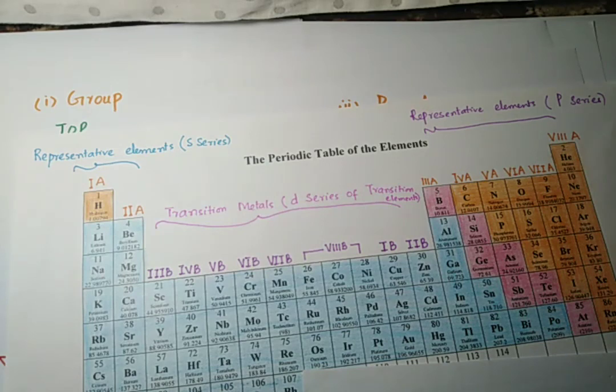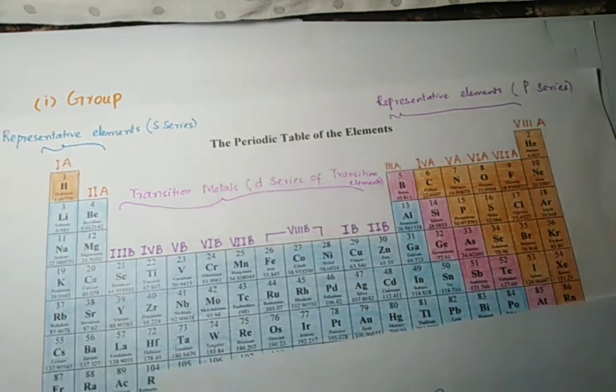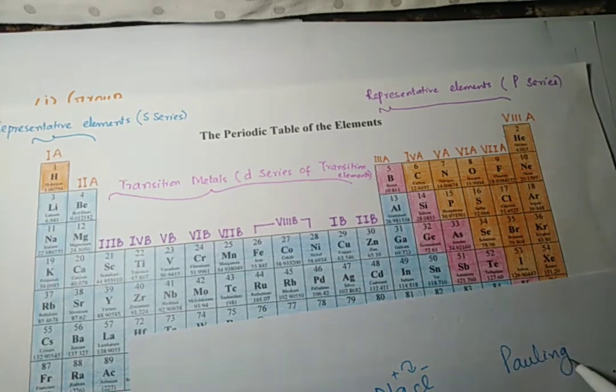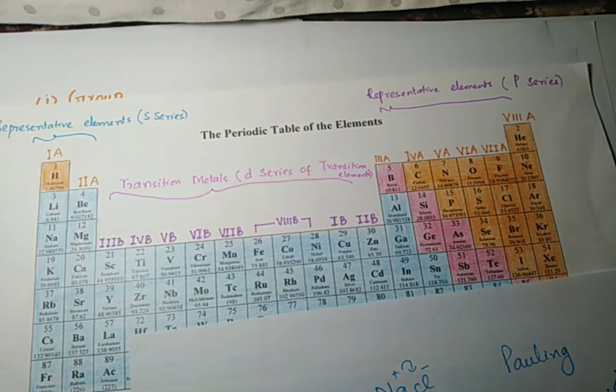There is a scale known as the Pauling scale, which is designed by this person to calculate the values of electronegativity. And according to this scale, fluorine is the most electronegative element in the periodic table.